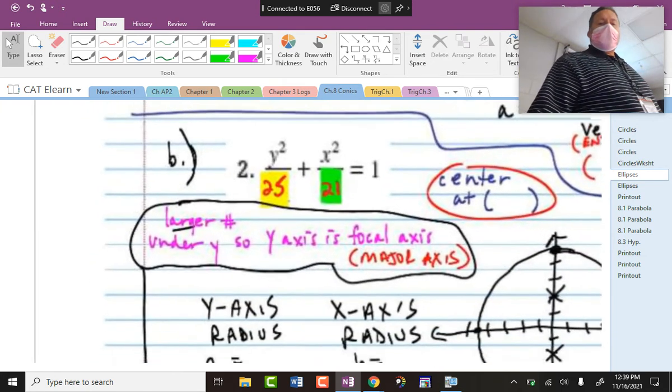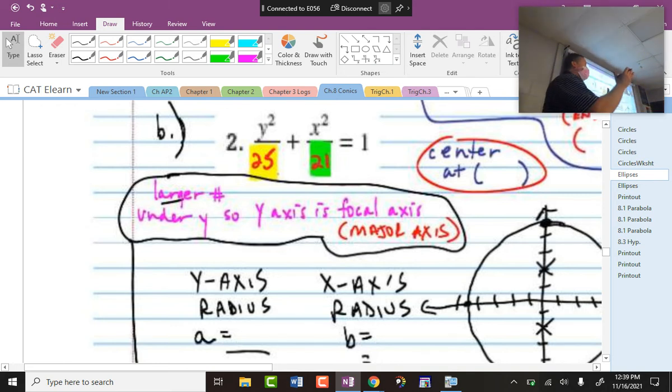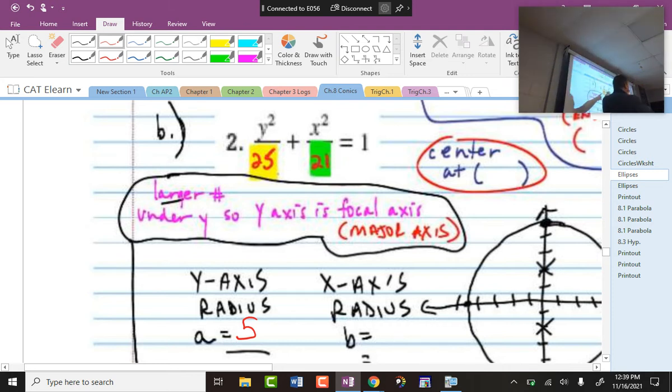But everybody should know the y-axis radius simply. What is the y-axis radius? 3, 2, 1, go. I only heard one person say 5. It's the square root of 25. Remember, this is a squared. A is the move that I'm going to do, just like in a circle. You got to take the square root of that, just like r squared.